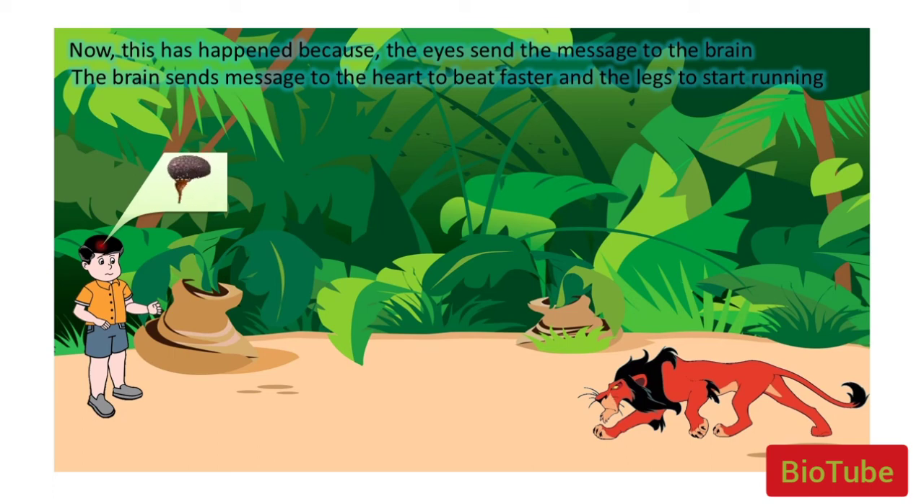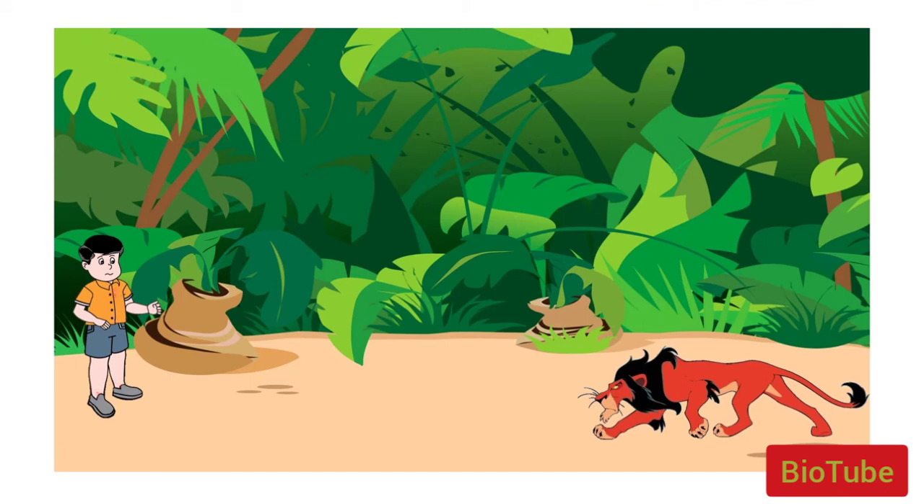Now the brain will send a message to the heart to beat faster and to the legs to start running. Now the boy knows there is a danger. He has to run away from the lion. So the signal from the eye will go to the brain, and the brain will give the signal for the heart to beat faster so that he can take in more oxygen, and for taking in oxygen the lungs also start breathing faster. Now the message is sent all over his body, and the boy will try to run from this stimulus, or he'll try to escape.